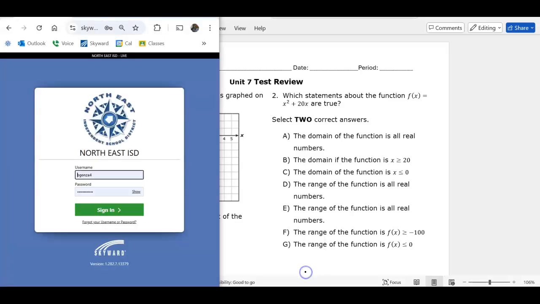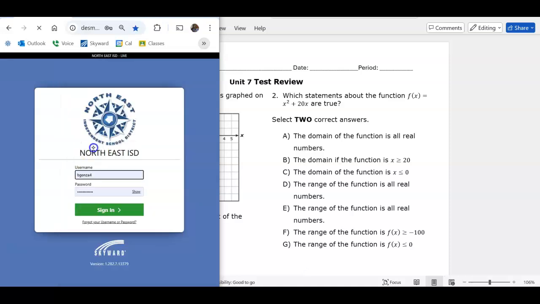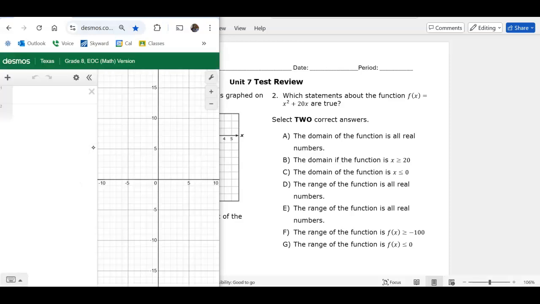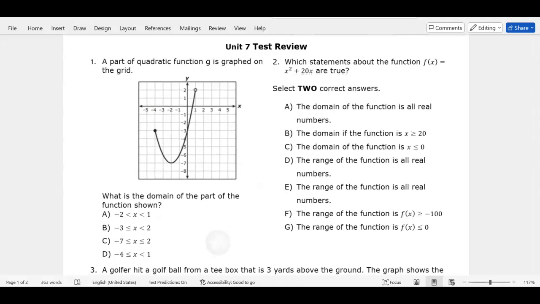Right, we are going to be working on this review. So let's get Desmos pulled up. If I can find it. There it is. All right, so we got Desmos. Unit 7 test review. Let's get it.